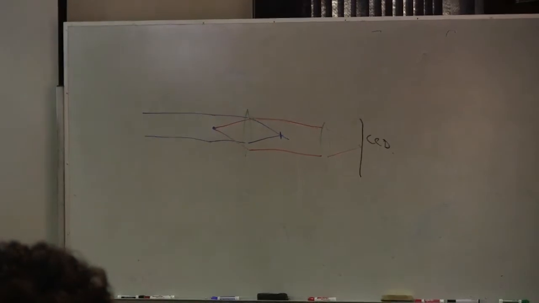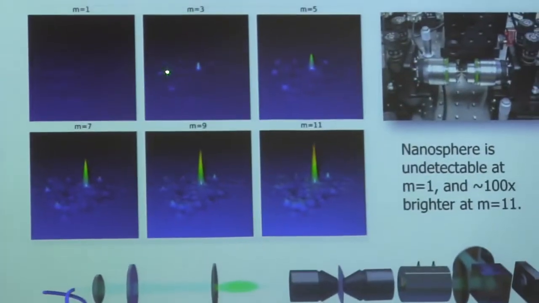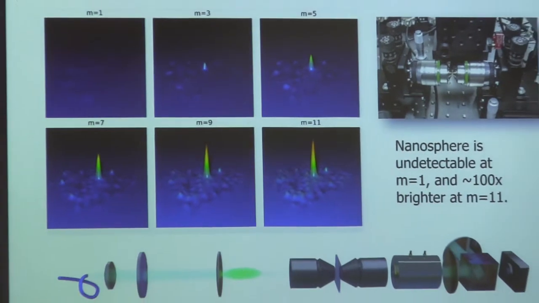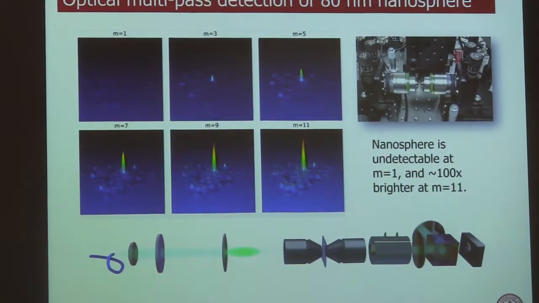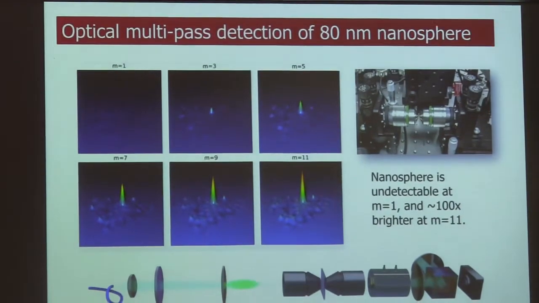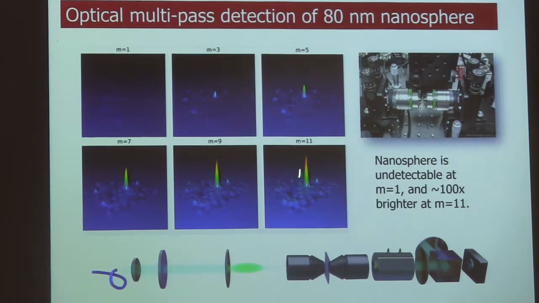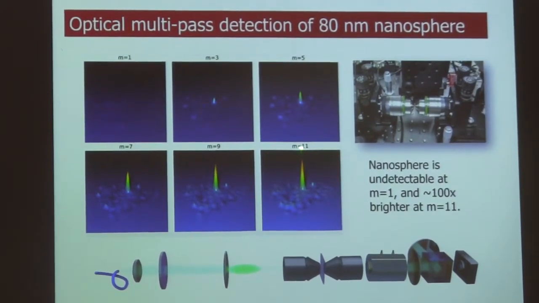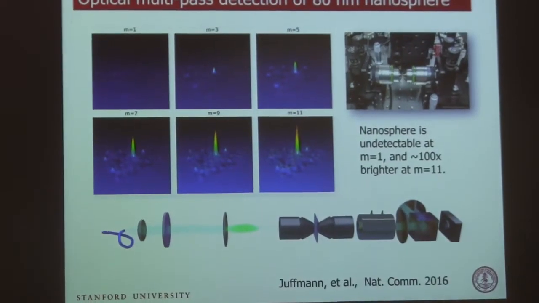If there's a very weak scatter, then you don't see any light making it to the CCD, and then as you increase the number of passes through the scatter, you see a dramatic improvement in the amount of light that's collected, and this is for 11 passes where the signal to noise has improved dramatically. It's just about 100 times brighter than it was at one pass for the image, and that makes sense.